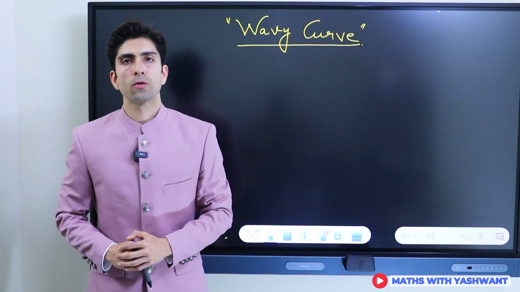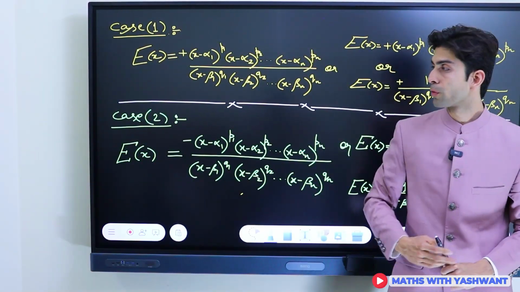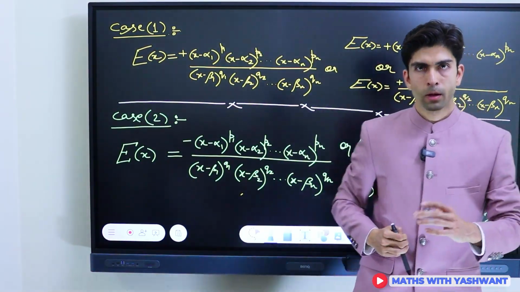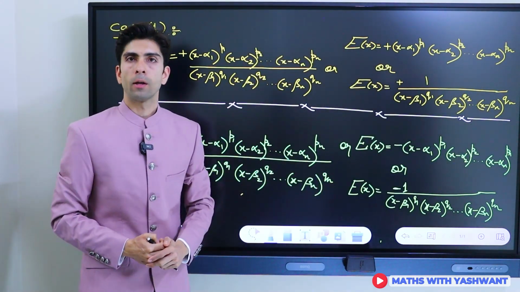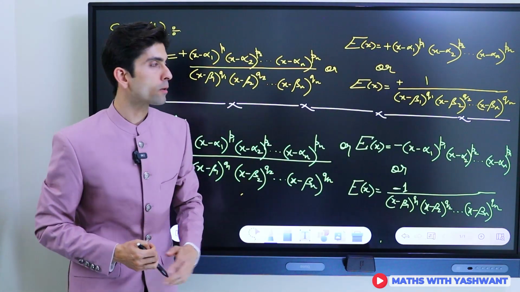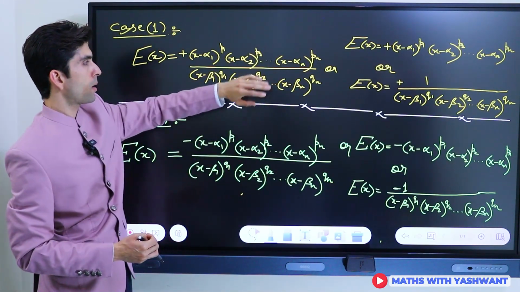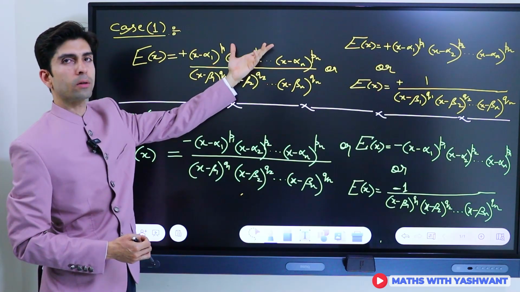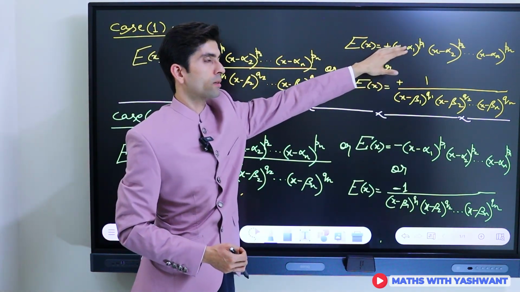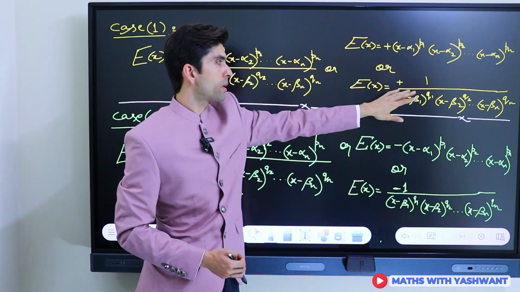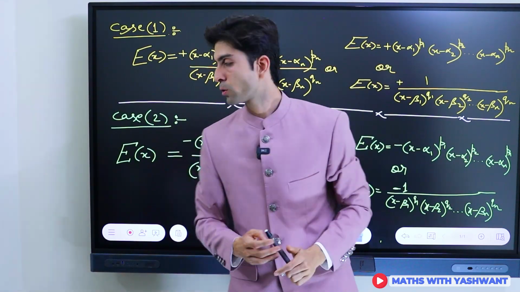Now let's understand the working rule. To draw a wavy curve, our expression must be of the following forms. So we have got two cases, and if you observe the structure of the expression in both cases carefully, you'll understand that the expression contains only linear factors. In case 1 we have linear factors in the numerator and the denominator both, or we can have an expression where the linear factors are present only in the numerator, or an expression where linear factors are present only in the denominator. The same goes for case 2 as well.